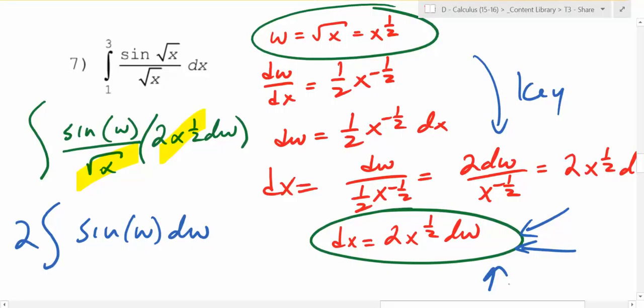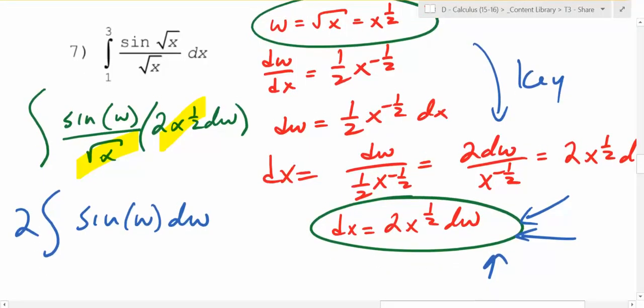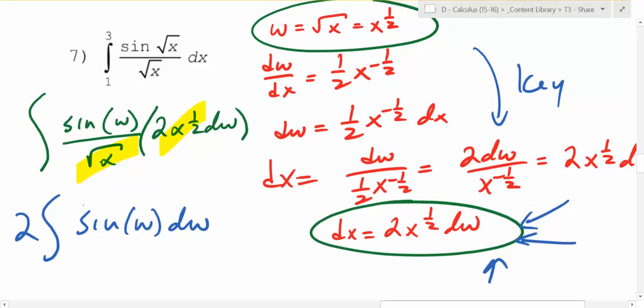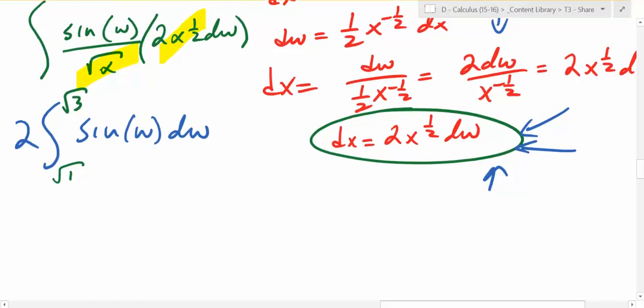Notice how I didn't put in the limits of integration? What should I put in instead? These are now w values. What does w equal? The square root of x. What's the square root of 1? So it's the square root of 1 and the square root of, what goes up here? The square root of 3. So that is the integral you are now integrating.